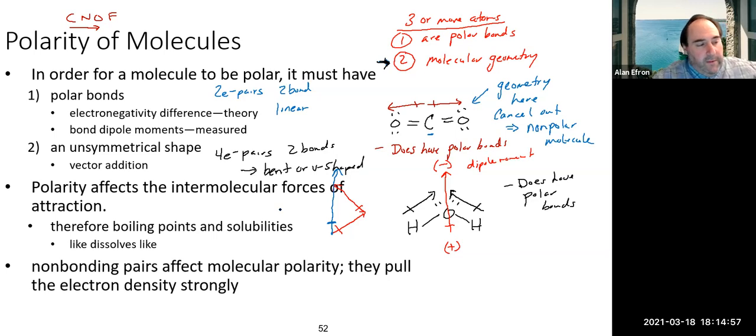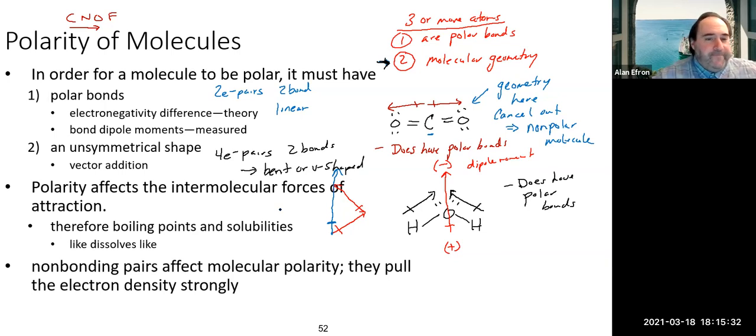So water would be polar. It does have polar bonds. And because of water's geometry, it allows it to be polar in this case. That's different than CO2, which also does have, as we saw, polar bonds. But because of its geometry, they cancel each other out in that case. Question on that there?